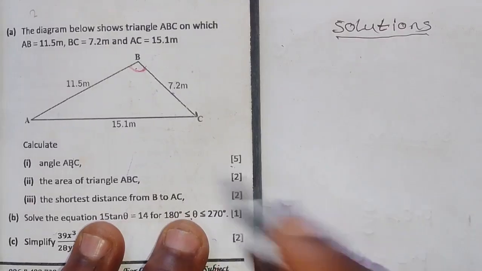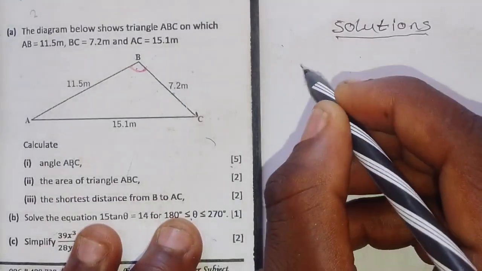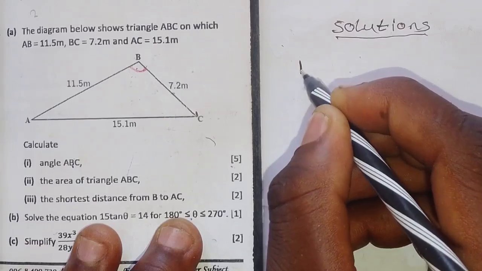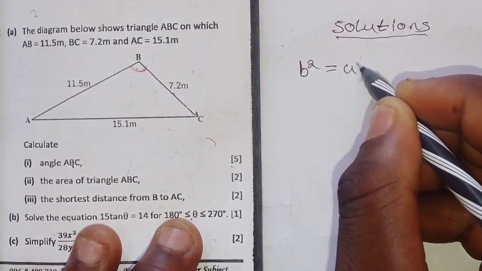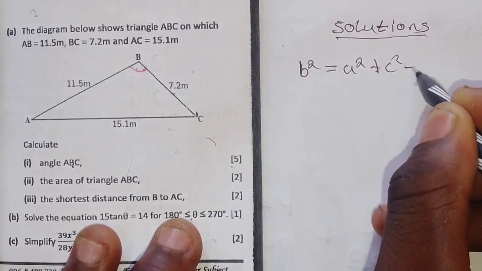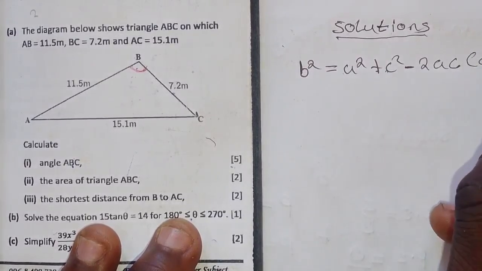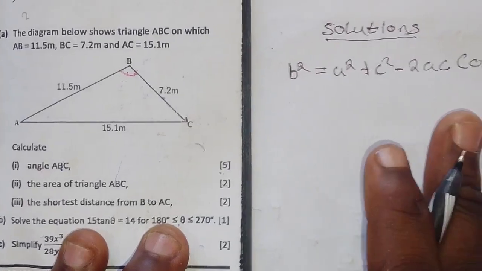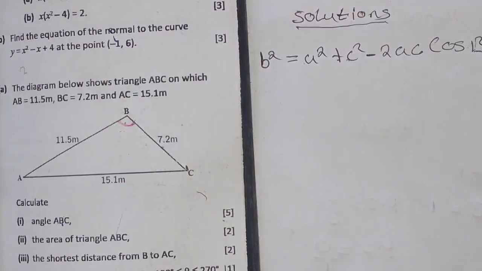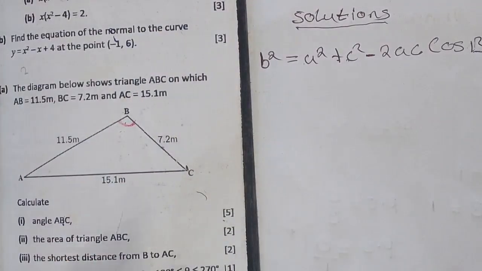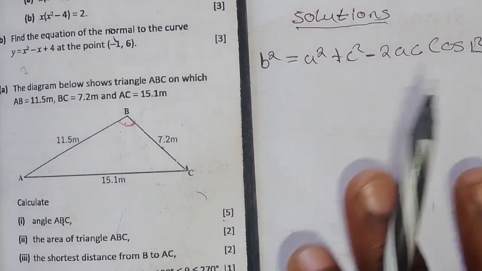We know that the cosine rule, since we're finding angle ABC, which is angle B, is given by the formula b squared is equal to a squared plus c squared minus 2ac cos B. Okay, so this is the cosine rule. I'm going to repeat: b squared is equal to a squared plus c squared minus 2ac cos B.